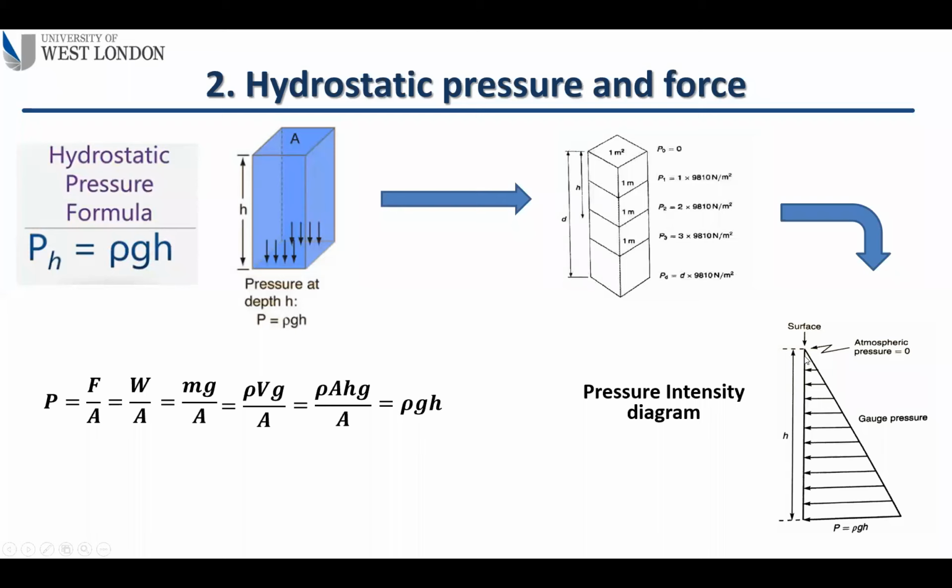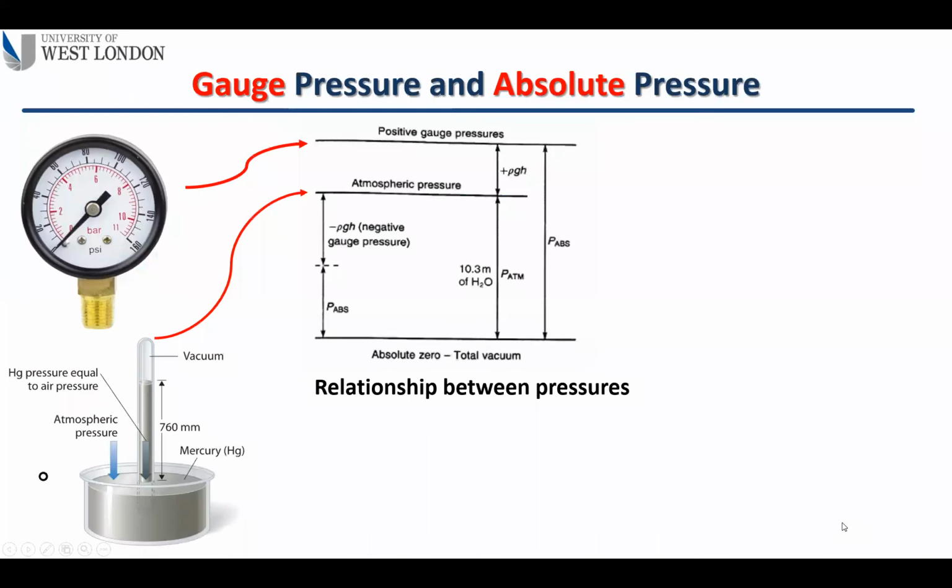As a result, if we plot the distribution of the pressure, or the pressure intensity diagram, we see a linear increase of the pressure. A gauge pressure shows that increase throughout the depth. At the top, at atmospheric pressure, the gauge shows 0 pressure. At the bottom it shows P is equal to rho gh. So we're talking about gauge pressure. Look at the gauge pressure.